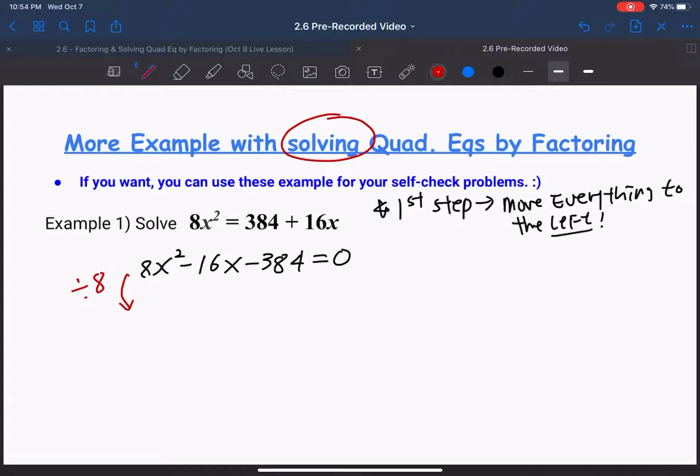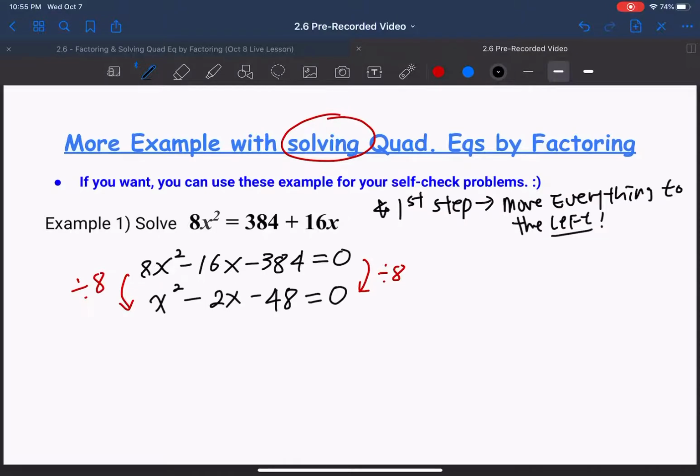Why can you do that? Because you are setting everything equal to 0, so you can actually divide by 8. When you divide this by 8, you are dividing 0 by 8 as well, which is just going to be 0. So let's divide. 8x squared divided by 8 becomes x squared. 16x becomes 2x. And 384 divided by 8 is 48. But 0 divided by 8 is still 0. So now everything became simpler.